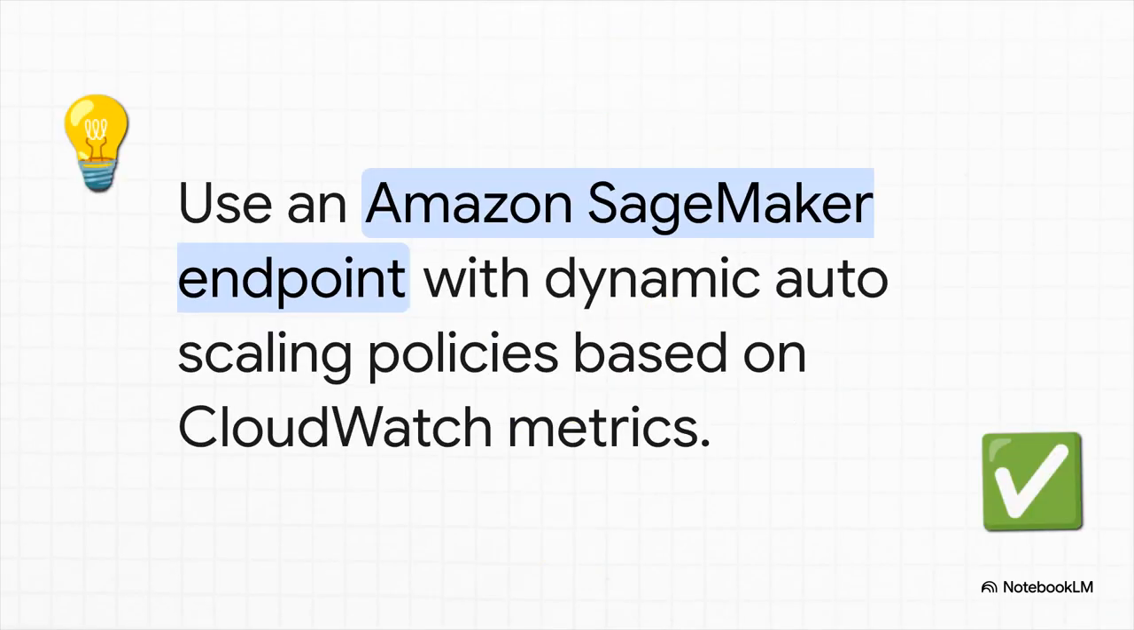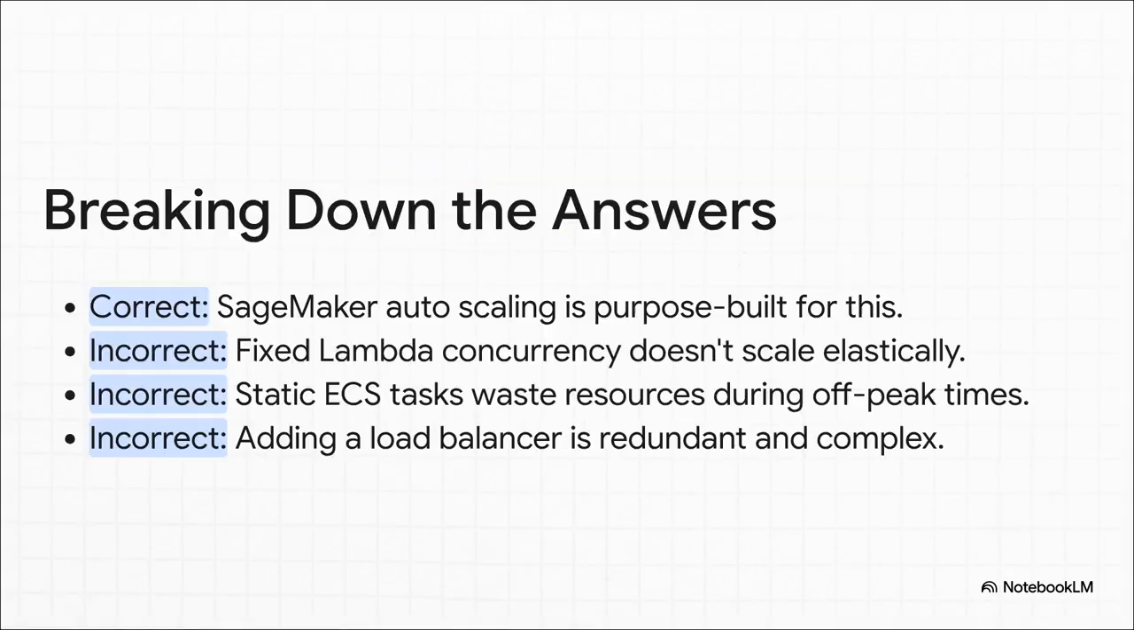And the best tool for this job is a SageMaker endpoint with auto-scaling policies. It's elegant, really. This single solution nails every requirement in the question. It can scale up, scale down to save money, and handle those crazy peaks. But here's the secret to passing. It's not just about picking the right answer. It's about knowing exactly why the other ones are wrong. You have to understand the trade-offs. Lambda with a fixed concurrency, that's not scalable. A static number of containers, super wasteful. SageMaker auto-scaling was literally built for this.